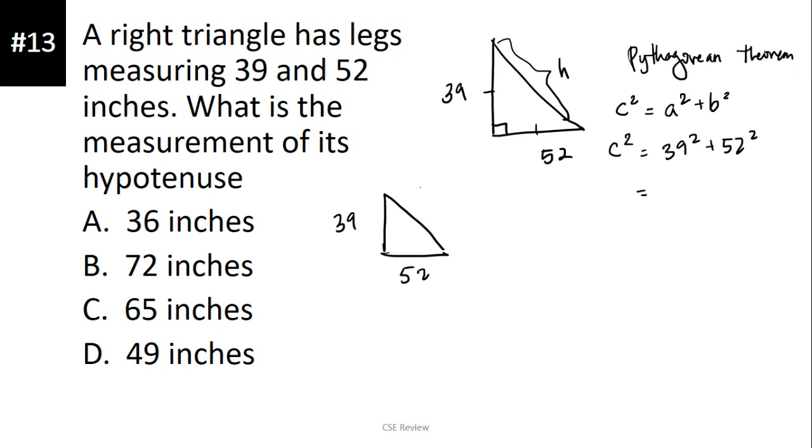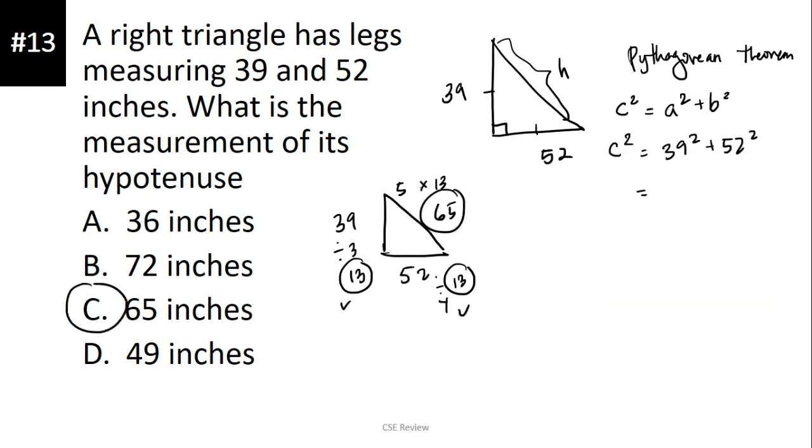Ngayon, yung 39 divisible siya sa 3. 39 divided by 3 is 13. 52 divided by 4 is also 13. Ibig sabihin, check tayo sa 3, check tayo sa 4. Ang hinahanap natin si 5. 13 times 5 na lang. So, 5 times 13 is 65. Okay? So, the answer is letter C, 65.